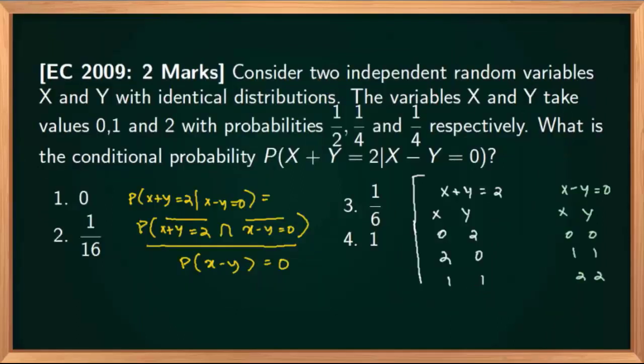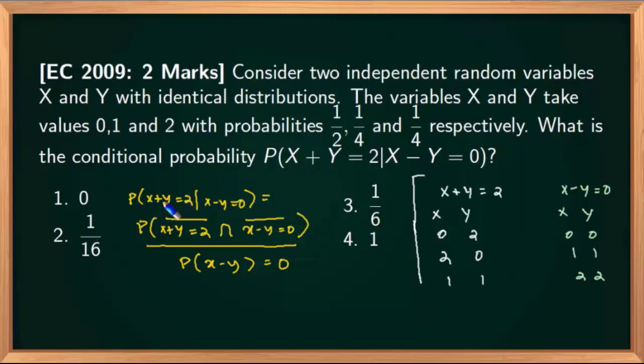Consider two independent random variables x and y with identical distributions. The variables x and y take values 0, 1 and 2 with probabilities 1 by 2, 1 by 4 and 1 by 4 respectively. What is the conditional probability P of x plus y is equal to 2, given the condition that x minus y is equal to 0?